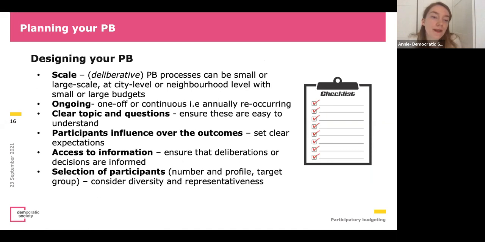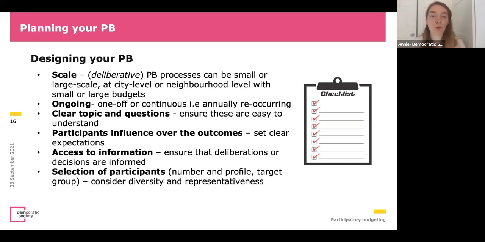So designing your PB, this is a wee bit of a checklist, and we'll share these slides with you after, but I'll just touch on this as well. So you might want to think about scale. PB processes can be small or large scale. It might be at city level or neighbourhood level. So you might have multiple neighbourhoods doing smaller PBs, but all connect up to a shared goal. And that can include small or large budgets. So scale includes the region, so which region, but also budget. So two things there.